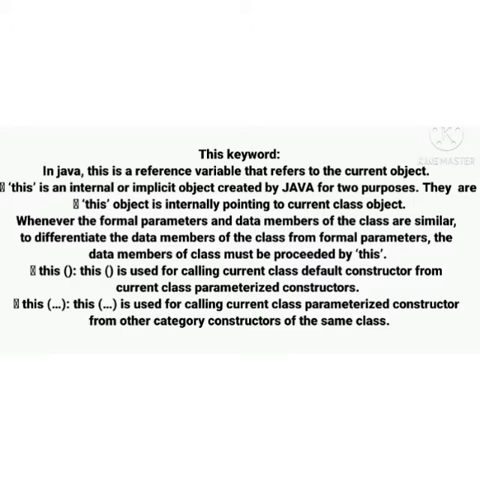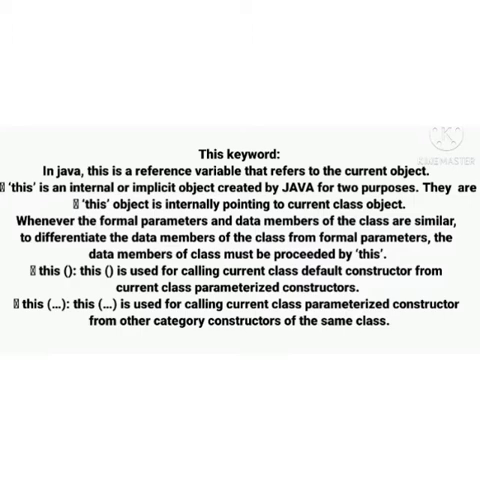This is used for calling the current class parameterized constructor from another constructor of the same class. Here it is used for calling the class constructors, such as default and parameterized. For this we use the this keyword. It is used as the reference variable to refer to the current class object.